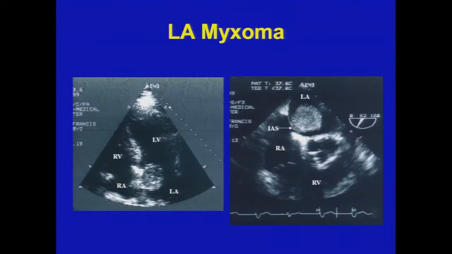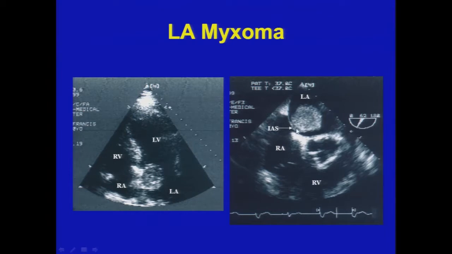Here's a case that we saw many years ago. On the left is the patient's transthoracic echocardiogram. On the right is their TEE. And you can see the characteristic appearance of a left atrial myxoma adjacent to the interatrial septum. On TEE, you can see the myxoma is right adjacent to the fossa. Here's the fossa right here, I'm pointing with my arrow. And it's a very small stalk here.